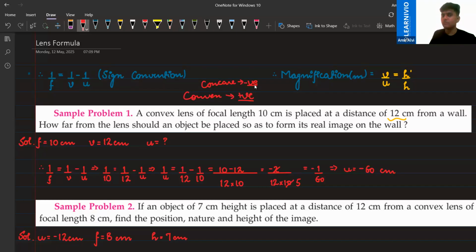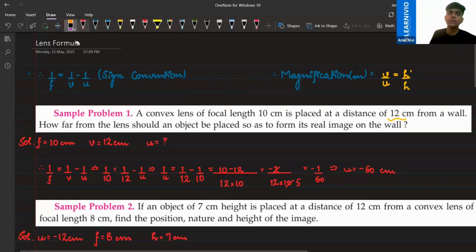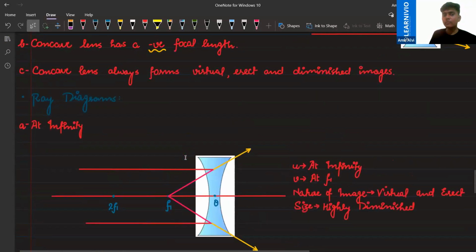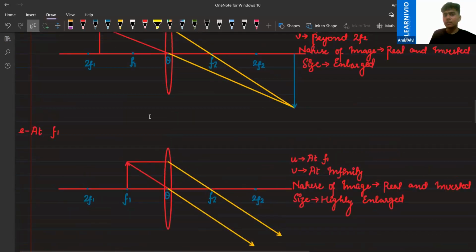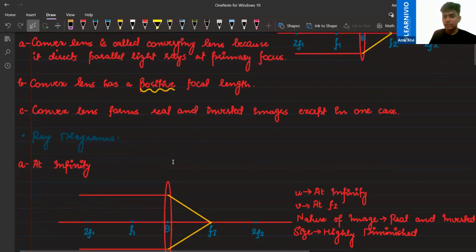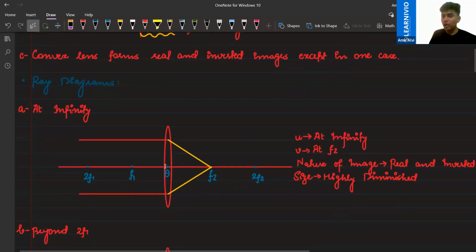Sir, but both focal lengths lie on the left side of the plane, right? No, Inan. See this thing. We have just drawn the figure. Check it out. Where is the intersection point? Here. This is the intersection point. You are going from the optical center to F2. This is the point of intersection, and that's what your F is.